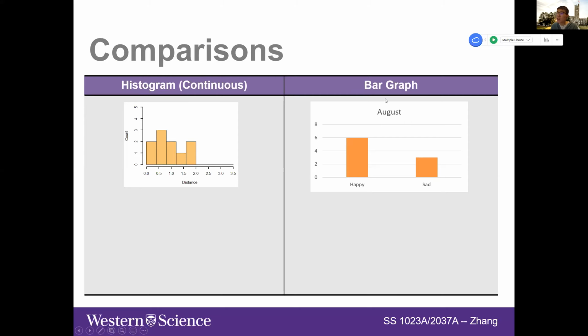So in the bar graph, the order of happy and sad doesn't matter. But for the histogram, the order does matter because we want to display from zero distance to a very large distance. Here, whether you put sad first or happy first doesn't matter at all. So that's the difference.